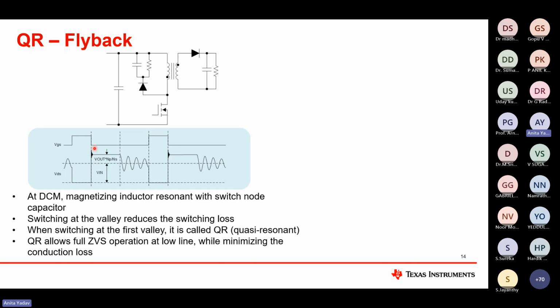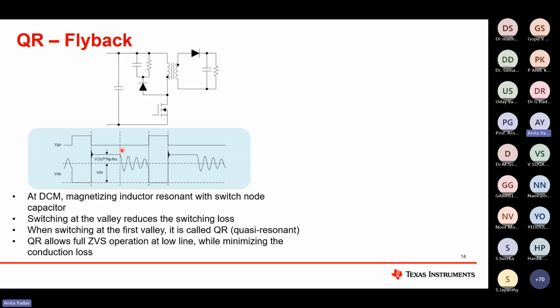So this is the high frequency oscillation, and the second oscillation is due to the magnetizing inductance and the parasitic nodes. The magnetizing inductance is a high value, let's say 200 microhenry, so its frequency is lower compared to this. This is generally in the kilohertz range and this is in the megahertz range.